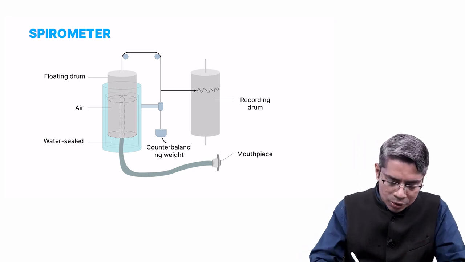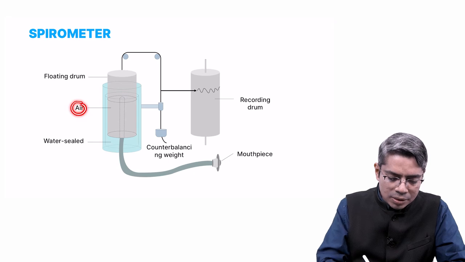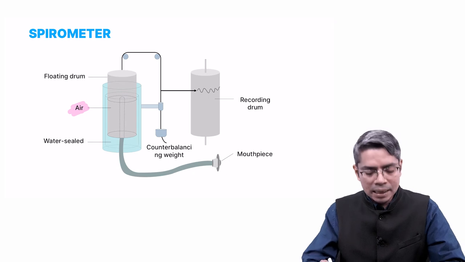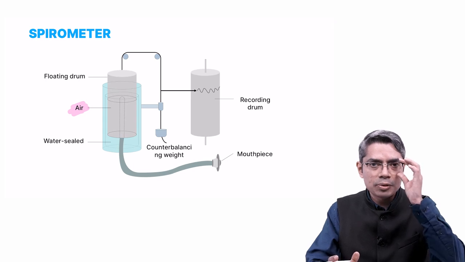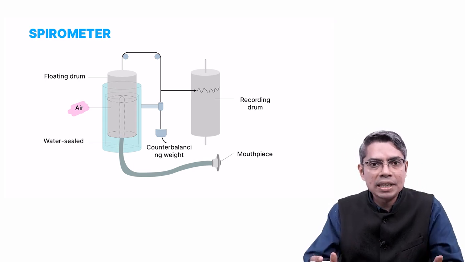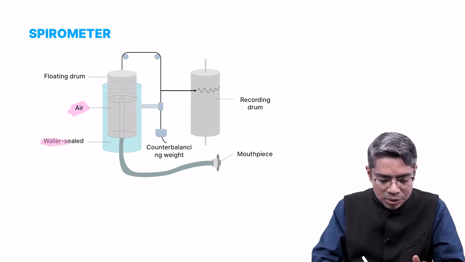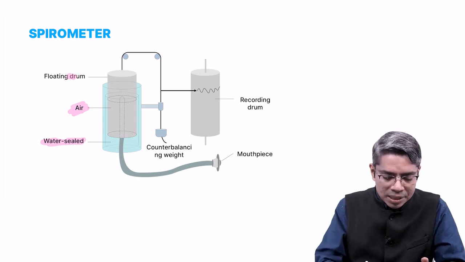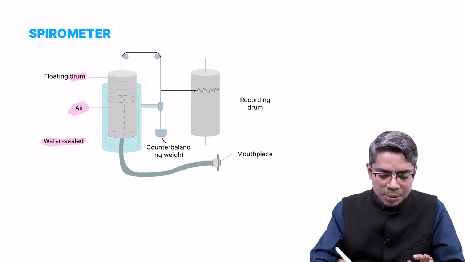Look here. This is the floating drum. It is floating on the water, and inside this drum there is normal air. This air is sealed. I told you that it's a closed system, so you have to seal the air so that there is no leakage. To seal the air, there is a water jacket outside this drum. Inside the drum there is air, and from the drum you take inspiration and expiration.